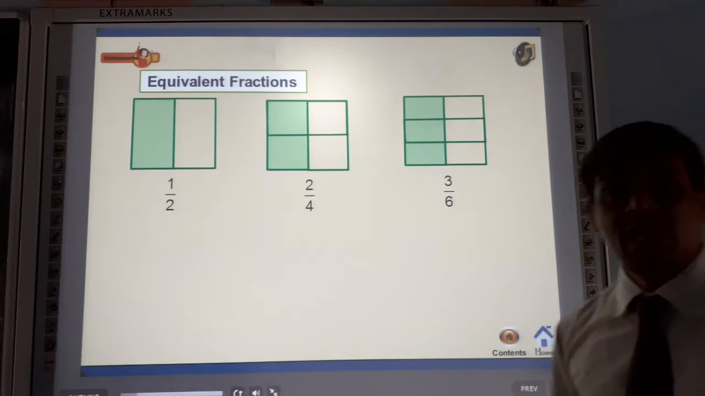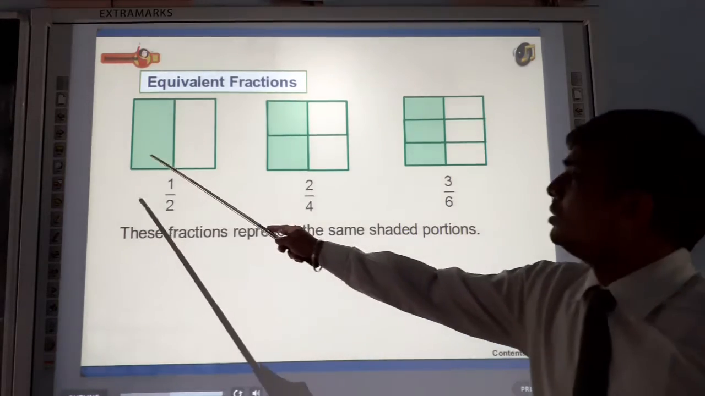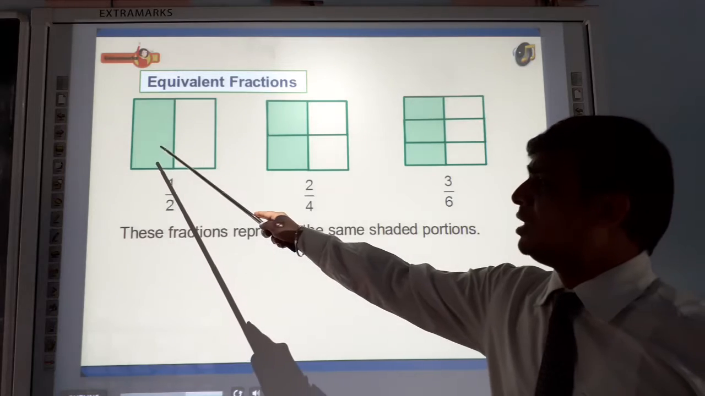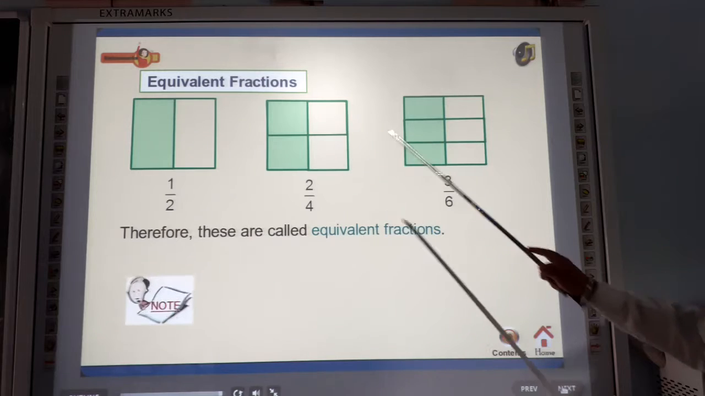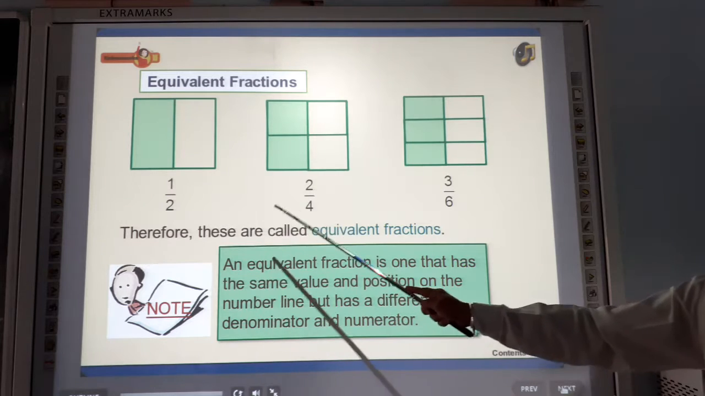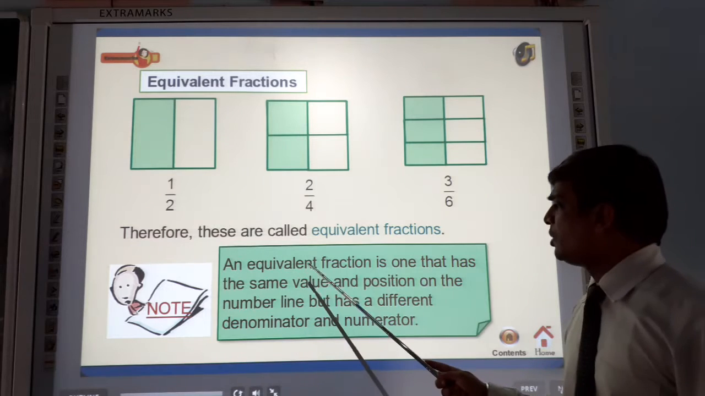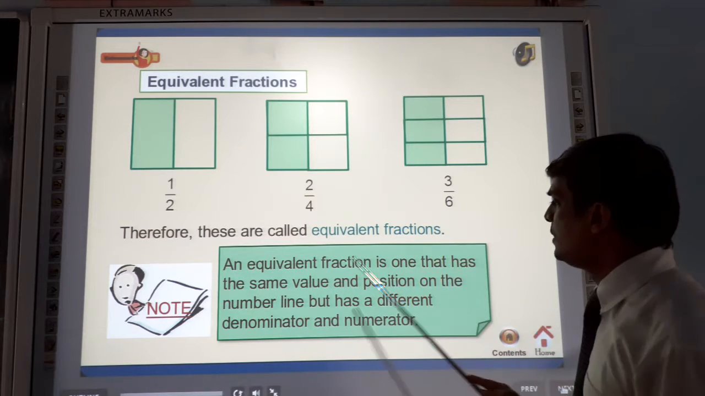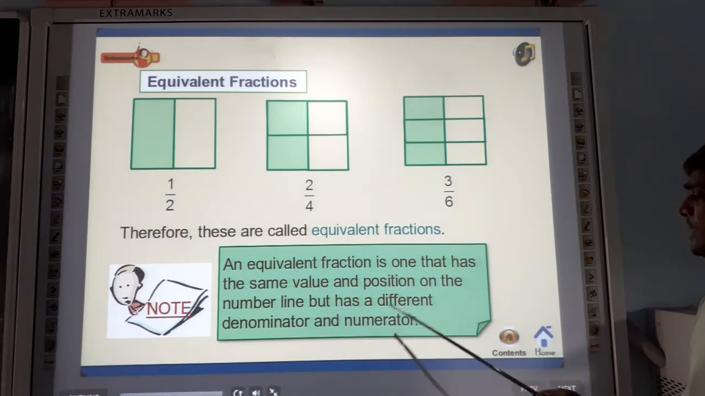Now next is equivalent fraction. Look at this. Show the diagram. This is two part. Shaded part is 1. So fraction is 1 by 2. Fraction is 2 by 4. And fraction is 3 by 6. Okay. Therefore, these are called equivalent fractions. Note, an equivalent fraction is one that has the same value and position on the number line but has a different denominator and numerator. Okay, look at this.